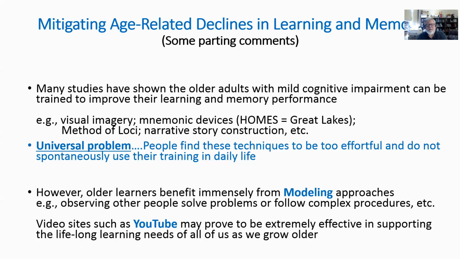And various techniques have been used, things like forming visual images to help remember, certain mnemonic devices, other types of memory devices to help your memory and to help you learn relationships more easily. And in the laboratory, clever researchers have found very many different types of techniques that can be used to help boost learning performance in older persons and boost their memory performance. But they all run into a universal problem.